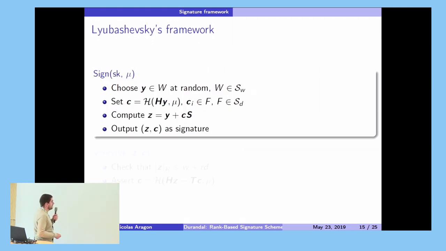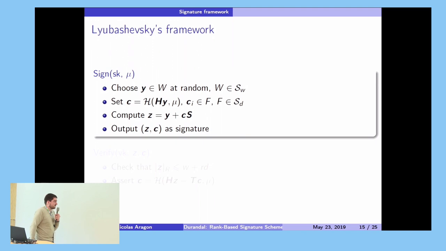All right, so to sign a message, you first choose a random vector Y of weight W. You then compute a challenge using a hash function. So you hash H times Y and the message mu. Actually, these hash functions give a challenge C of small weight, and we will denote F the support of the challenge. You then compute Z equals Y plus CS, and (Z, C) is the signature.